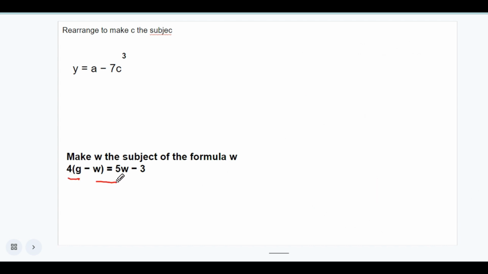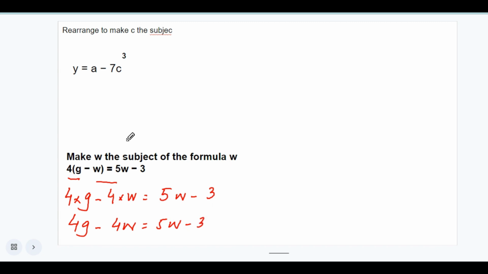Now look at this question, that is equal to 4 times g. I'm just expanding my bracket. 4 times w equals to 5w minus 3. Now we have 4g minus 4w equals to 5w minus 3. What we need to do? They're asking that you need to make w the subject of the formula. So let's do it over here. We need to make w the subject of the formula. It means we need to make w all alone.